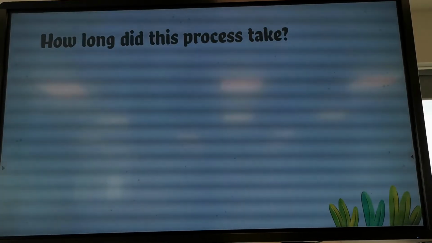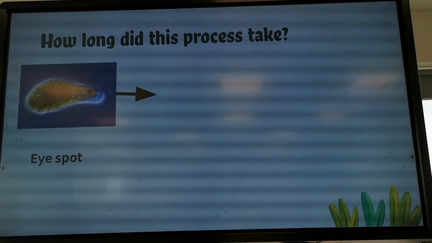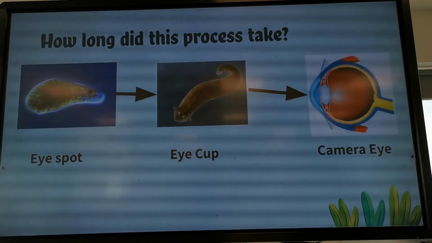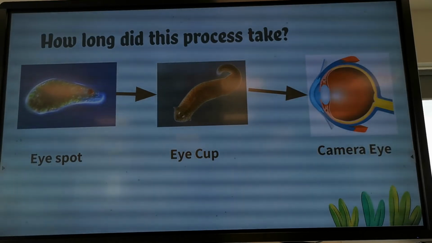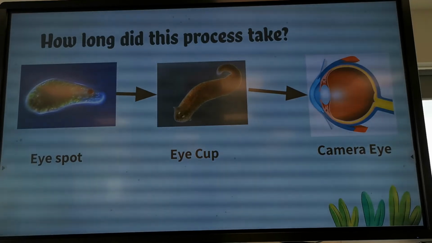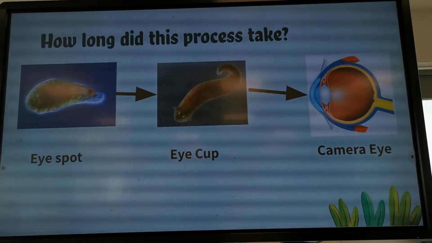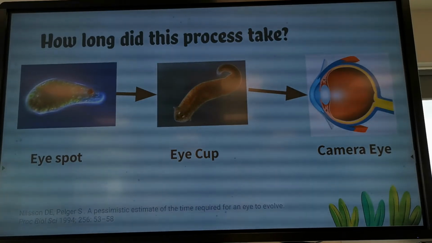So the question is, how long did this process take? How long did it take to go from that basic eye spot to the eye cup to a functioning camera eye like we have today? Any guesses? 365,000 generations. Someone was paying attention to the quizzes we had. Yeah, so it's not as long as you think actually.